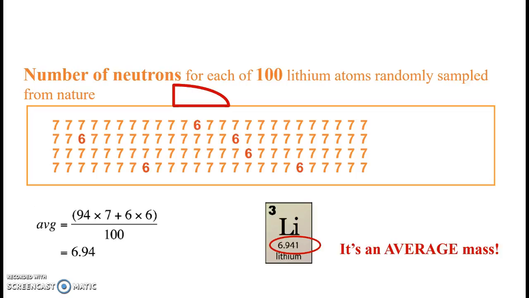So here is the number of neutrons for each of the 100 lithium atoms randomly sampled from nature. So you can see that most of the lithium atoms are going to have a mass number of 7, but there's a few of them that have a mass number of 6. So that is why we have an average atomic mass here. You can see that it's closer to 7, but it's a little bit less than 7 because there are a few isotopes with a mass number of 6.